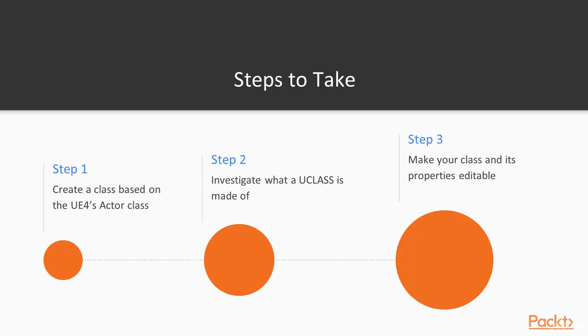So in this video, what we're going to do is create a class based on Unreal Engine 4's actor class. Then next we will investigate what a uClass is made of, and we will take a look at the code and see how the code is created for a new class that you create. And then we are going to make our class and its properties editable in the Unreal Engine editor.